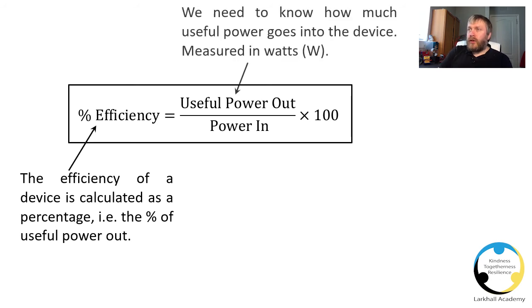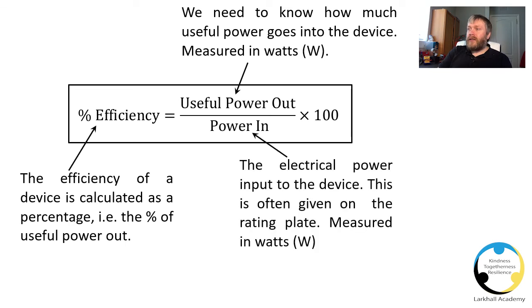Here we've got the useful power out, so we need to know how much useful power is coming out of the device. And as always, power measured in watts. And down on the bottom here, the electrical power input to the device. This is often given on the rating plate. If not, you generally have the voltage and the current, and you could then go ahead and calculate the power from the information given on the rating plate. So that again brings you back to that rating plate, and the rating plate is quite useful.